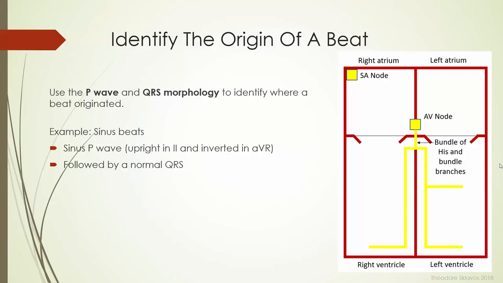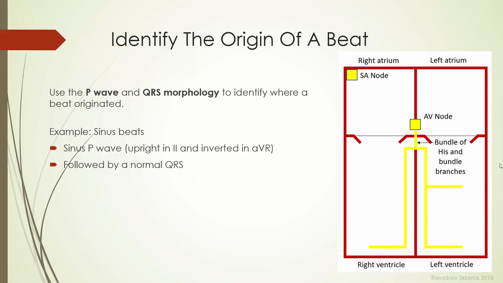On the last slide, I said we had two junctional escape beats. How do we know that those were junctional beats versus, say, an atrial beat or a ventricular escape beat? How did I know that they came from the AV node, okay, the junction? How do we identify the origin of any beat?